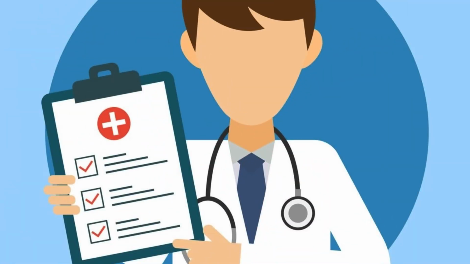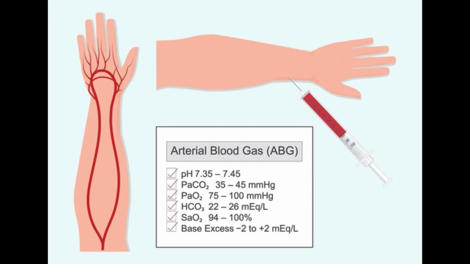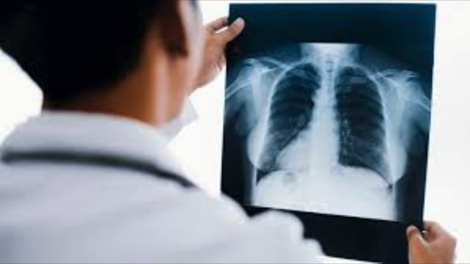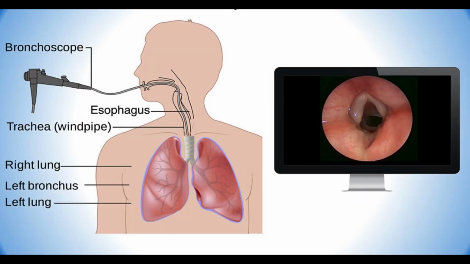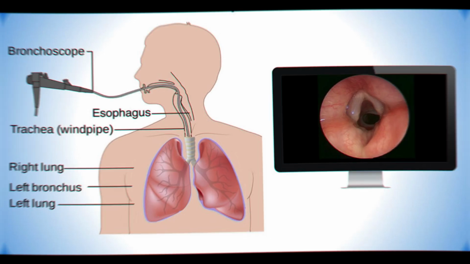Evaluation and management. Arterial blood gas, that is ABG, is the gold standard for diagnosis of respiratory failure. Radiography. Various imaging tests are used to diagnose respiratory failure such as chest X-ray, CT scan, MRI, and sonography. Pulse oximetry. Arterial oxygenation is measured through pulse oximetry. Bronchoscopy, echocardiography, and pulmonary function tests may also be included in evaluating respiratory failure.